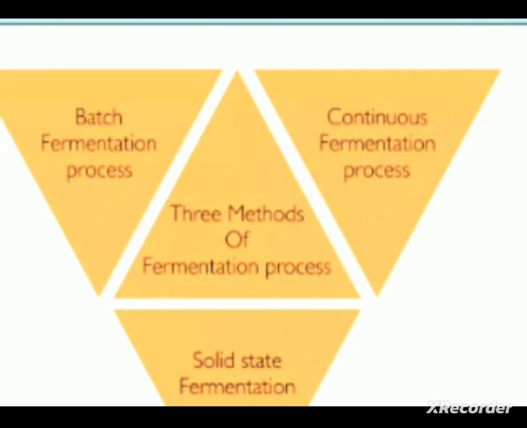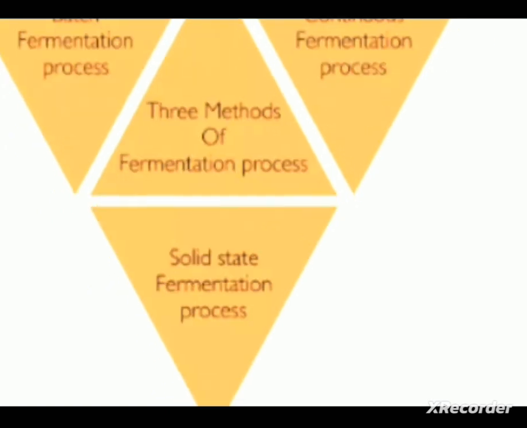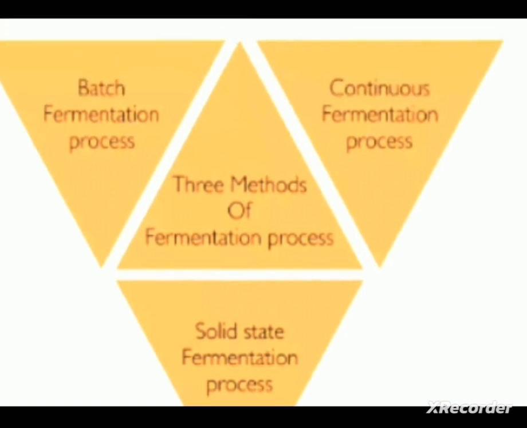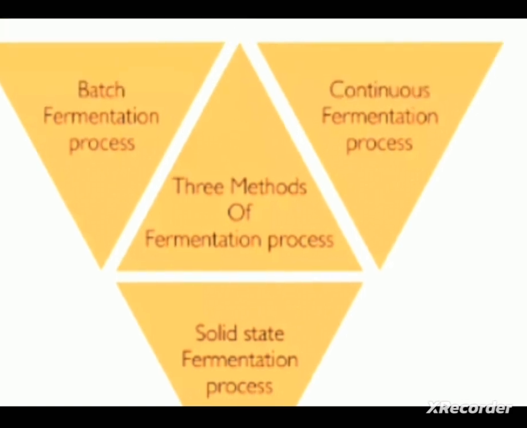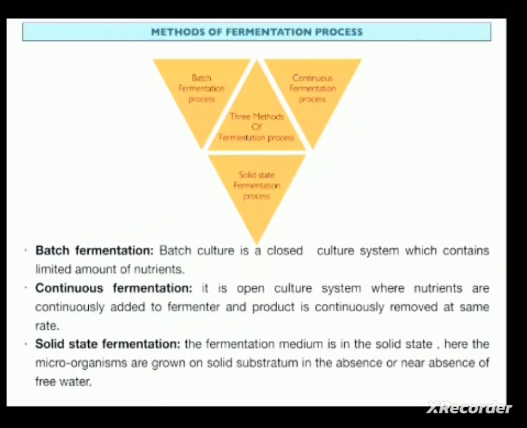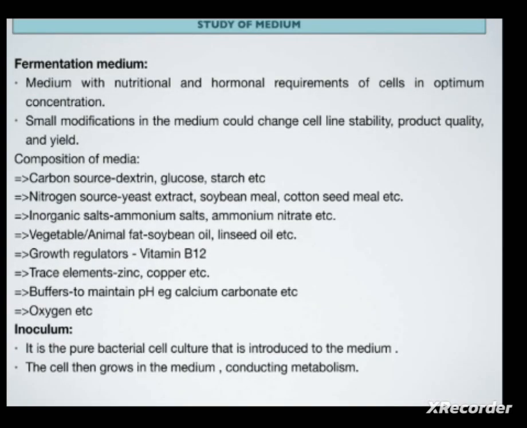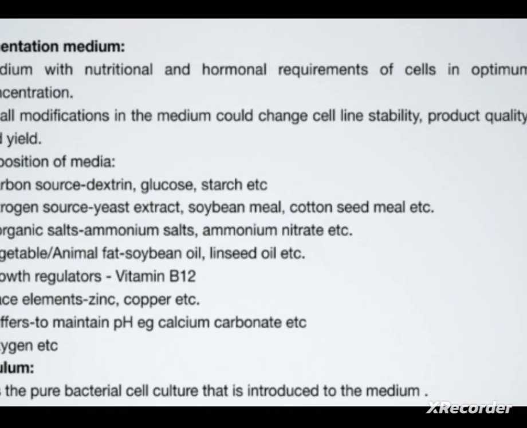Second one is continuous fermentation process, then solid state fermentation process. I am outlining the three: batch fermentation, continuous fermentation and solid state fermentation. Coming to the next point, fermentation medium: medium with nutritional and hormonal requirements of cells in optimum concentrations.